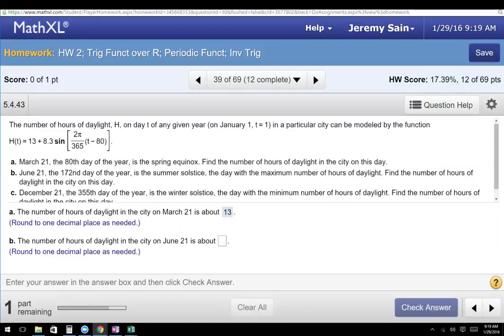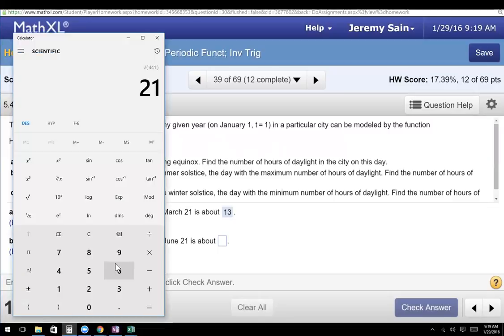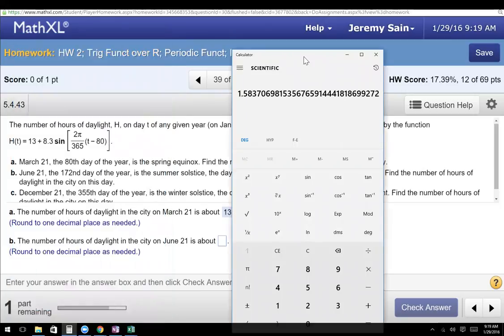Okay, on June 21st, if I plug in 172, so 172 minus 80 is 92. Is that right? And then divided by 365 and times 2 times pi. All right, so that's what's inside the sine there. And then we need to make sure that our calculator is in degrees or radians. Radians, because the 2 pi clues you in.